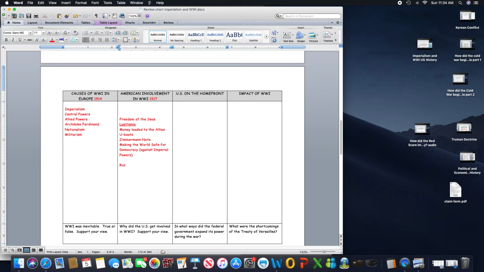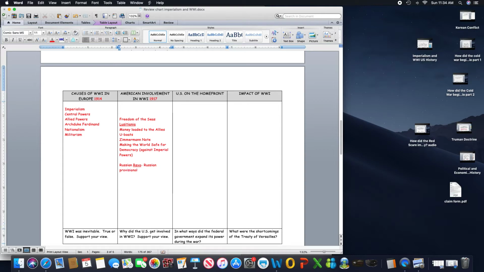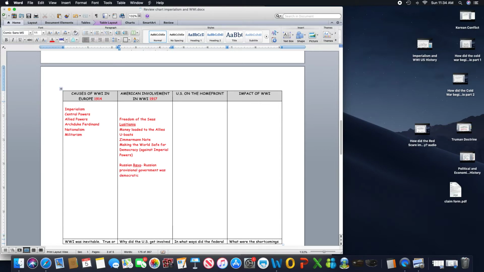And the Russian Revolution took place, where Russia, for a short period of time, became a democracy. The Russian Provisional Government was democratic. And so that's when we got involved. And then propaganda was another reason.